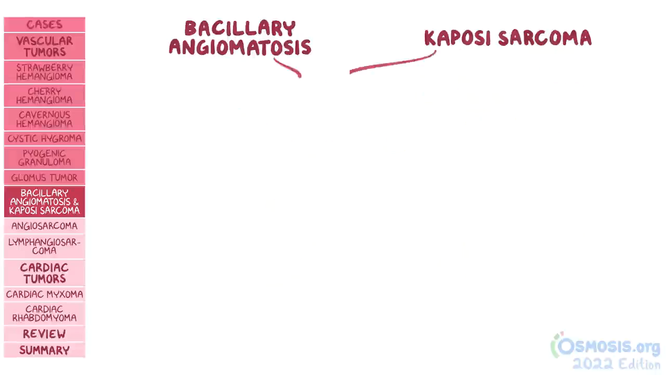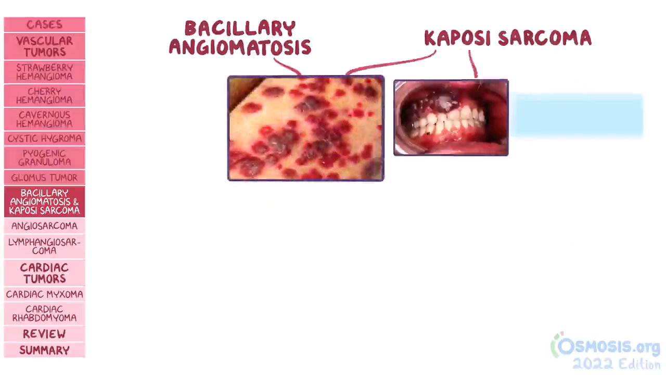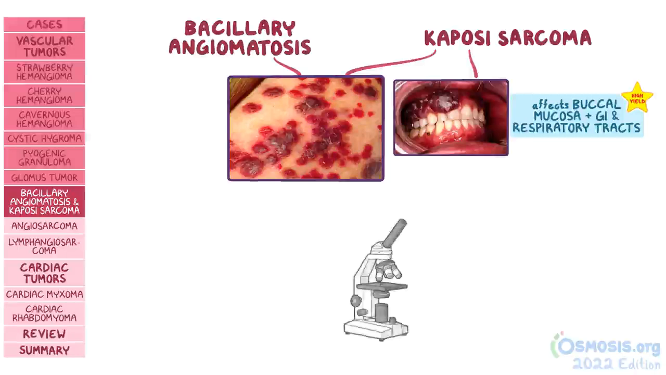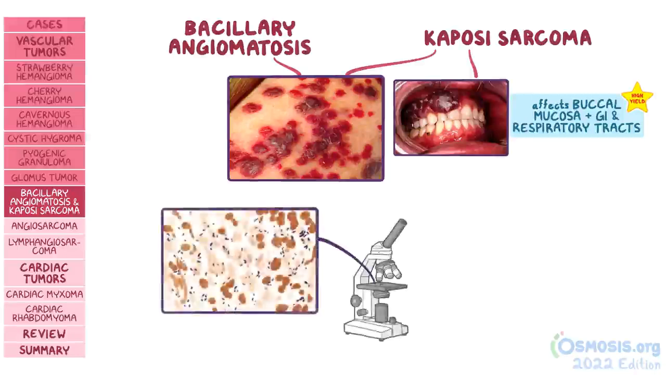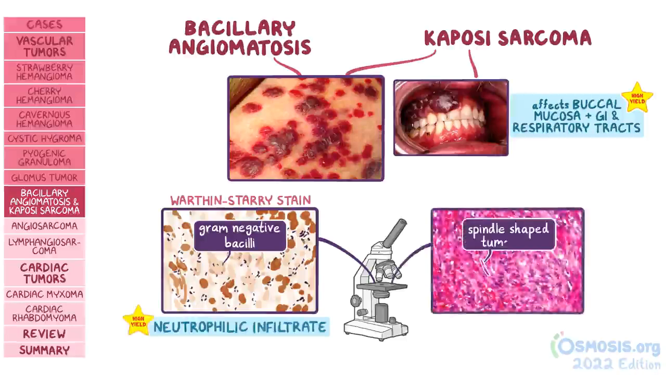Now, both conditions appear as red-violet papules on the skin. Kaposi sarcoma also tends to affect the buccal mucosa as well as the gastrointestinal and respiratory tracts. So, beware of questions that pose Kaposi sarcoma as a case of GI bleeding or hemoptysis. The best way to differentiate the two is microscopically. Bacillary angiomatosis shows gram-negative bacilli using Warthin-Starry stain, as well as neutrophilic infiltrate. On the other hand, Kaposi sarcoma shows spindle-shaped tumor cells along with a lymphocytic infiltrate.